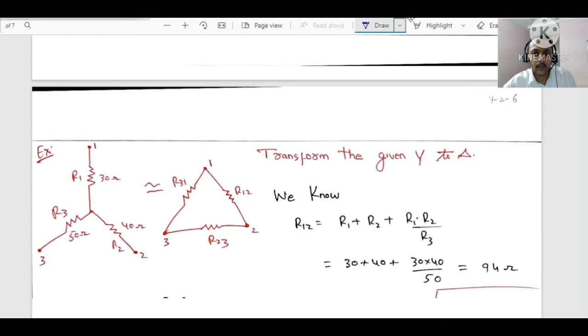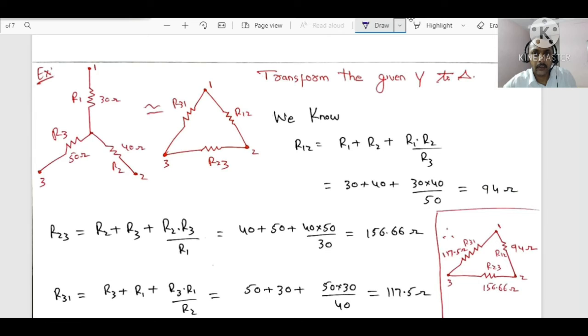Right? Now let me do a small example. Transform the given star to delta. In star, observe, dear students, here this is the first node and this is the second node, right? And this is the third node. First node we are having 30 ohms. R1 is 30 ohms. R2 is 40 ohms. Clear? R3 is 50 ohms.